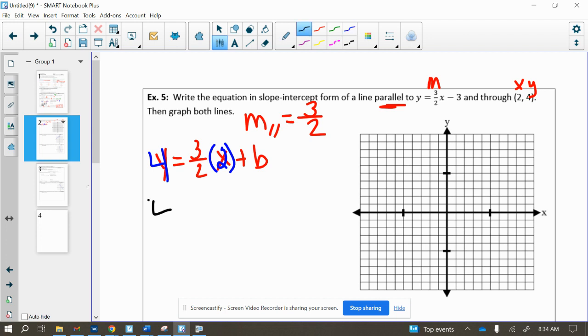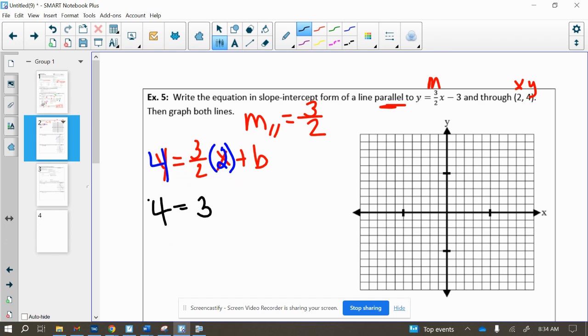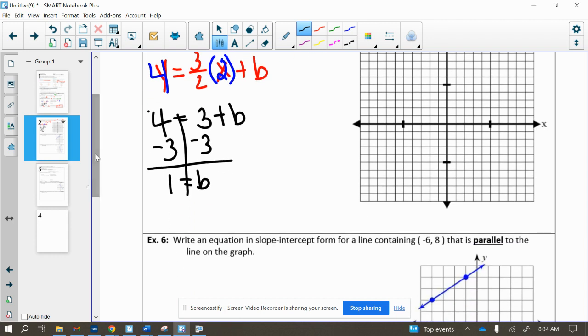4 is going to equal 3/2 times 2. Reminder, in your calculator, just do 3 divided by 2. 3/2 times 2 is 3. So we have 3 plus b. Subtract the 3 over to get b by itself. This time the y-intercept of our new line is going to be 1. So our line is going to be y equals 3/2 x plus 1.